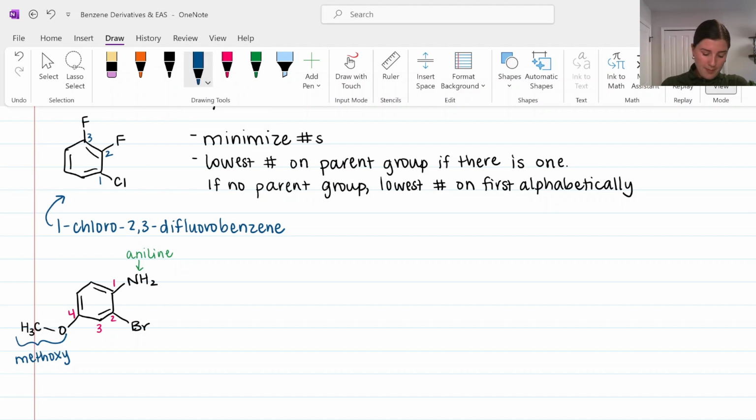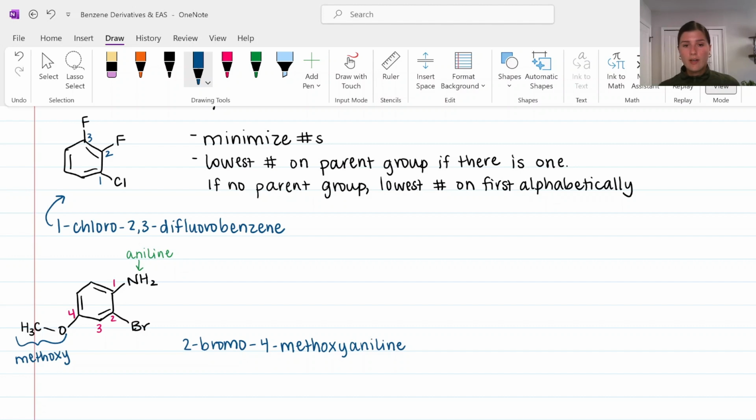And then when we write the name out, we order substituents alphabetically, and we use that parent name aniline as the suffix of the name instead of benzene. So we'll start with bromo. We have 2-bromo. Then our other substituent is methoxy, so 4-methoxy aniline.